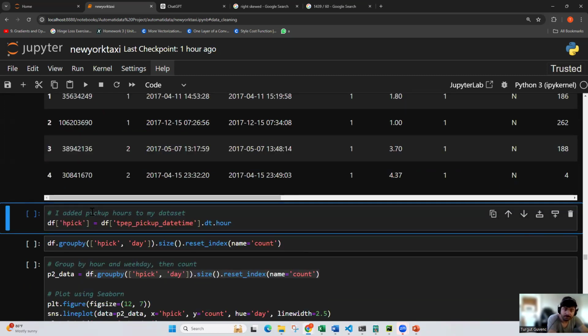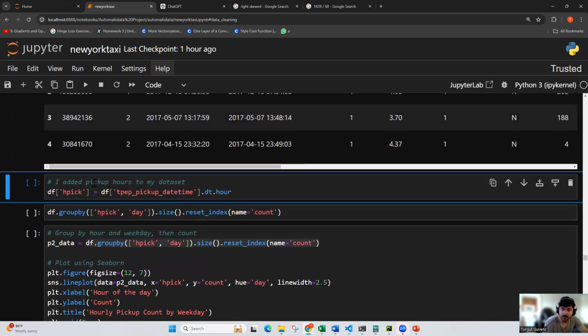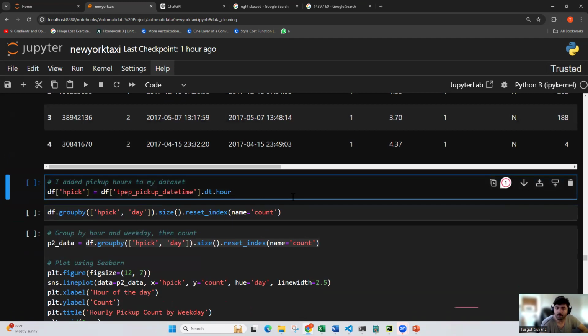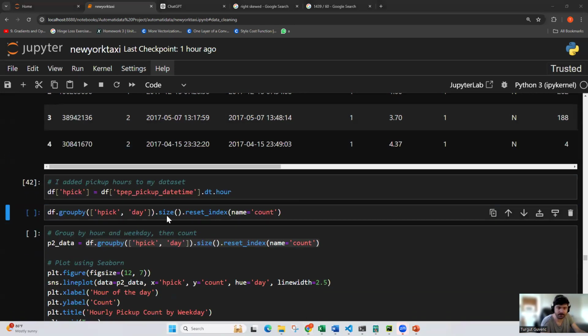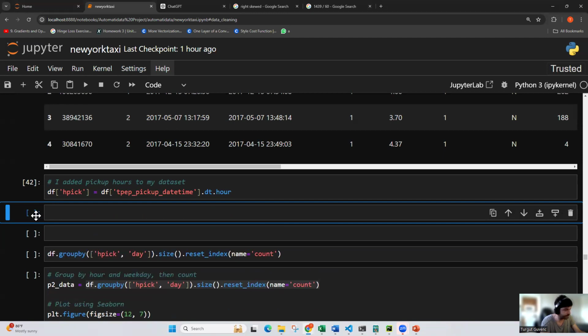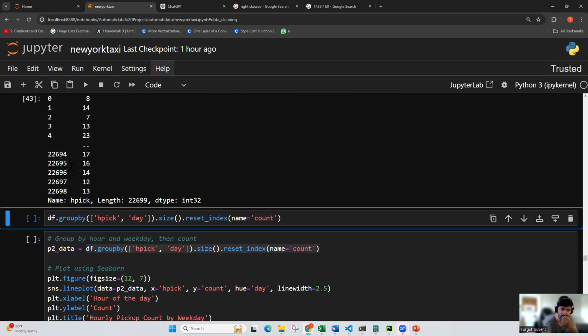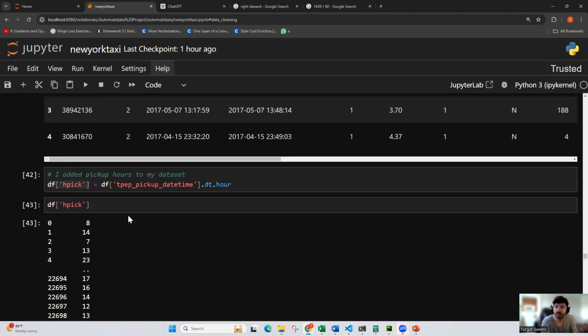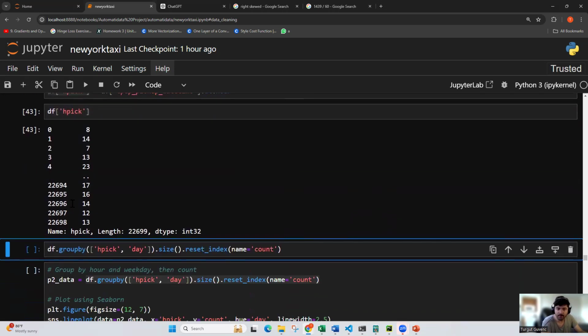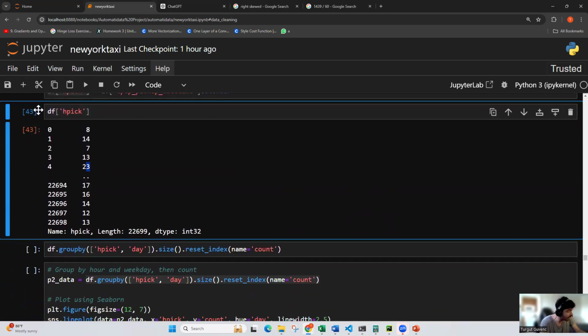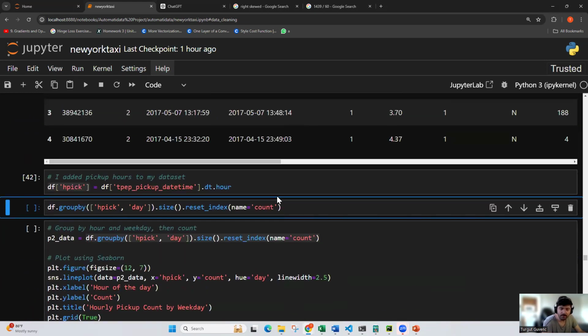Okay, so I'm going to add this new column, our pick column. What I'm going to get is, as I mentioned, using the datetime functions, dt.hour, right? It will give me which hour I picked my customer. Sorry, I didn't mean to show you this. It gives you which hour you picked, from midnight to 23, right here. Okay, so I hope you guys understand this one.